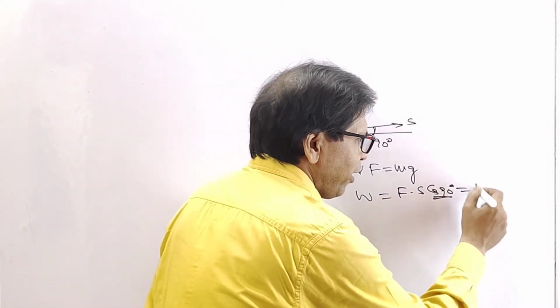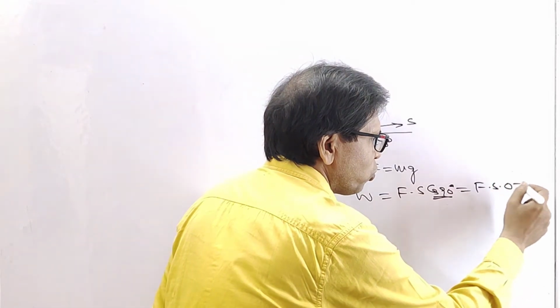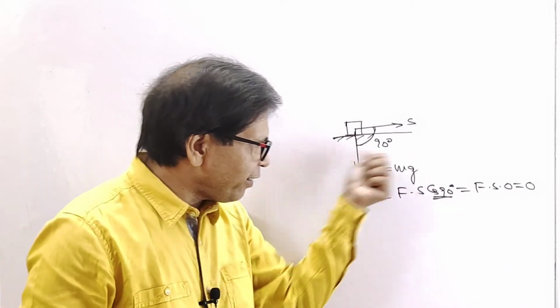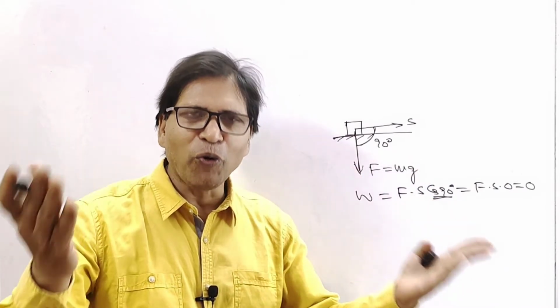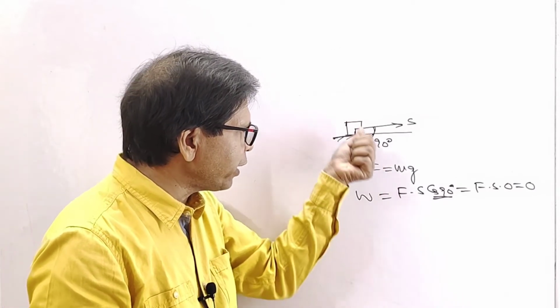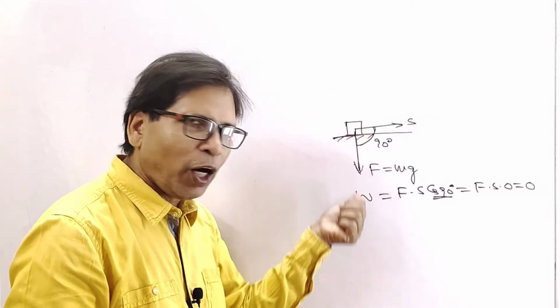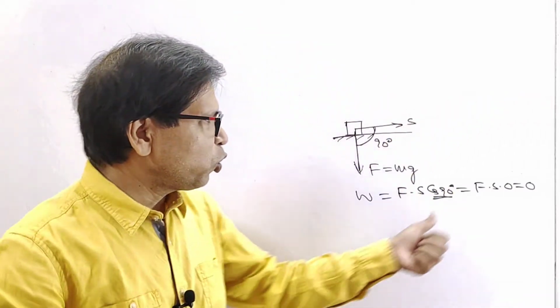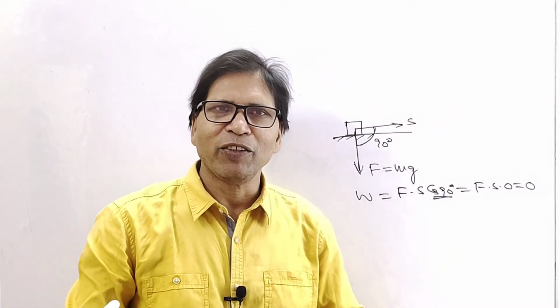So in this case, F into S into 0, so this is 0. So work done is 0, and the force acting in this case is called a no work force. Look at this: gravitational force F equal to mg acts on the body in the vertically downward direction, but displacement occurs in the horizontal direction. So work done in this case is 0.